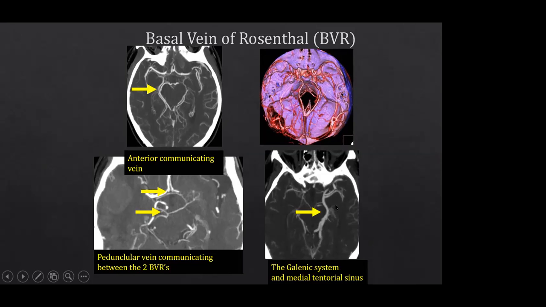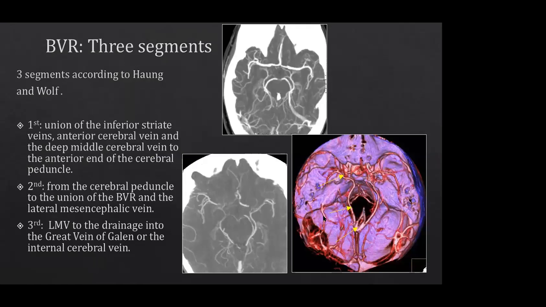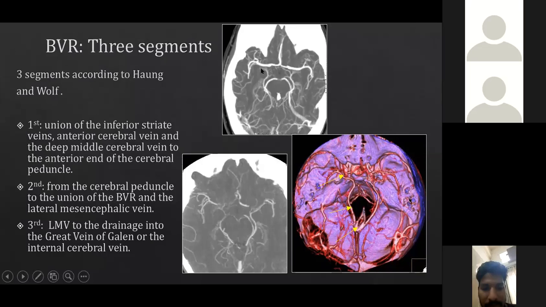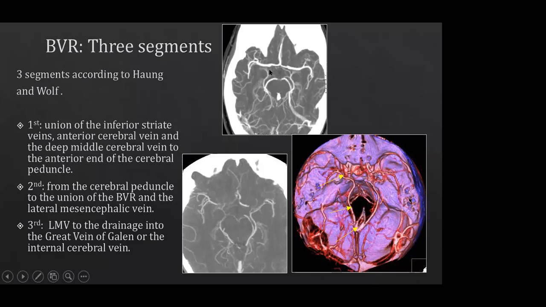So this is just to depict another bit of the anatomy, which is again crucial when we are operating around the tentorial hiatus structures, like for example the previous tentorial hiatus meningioma that we looked at. I've been talking about the segments of the basal vein without spending too much time on details. The first segment is formed by the junction of the deep middle cerebral vein and the anterior cerebral vein.